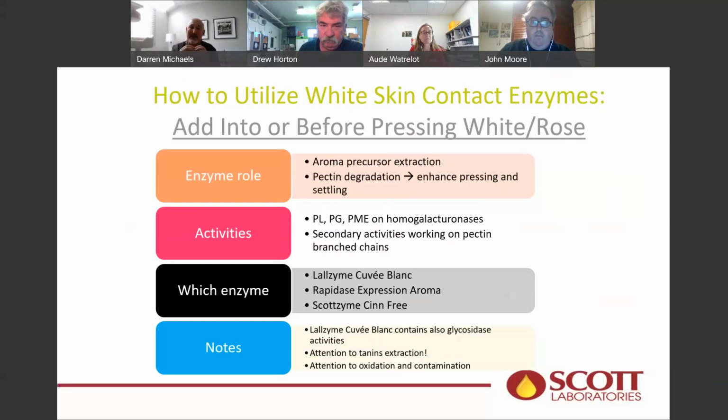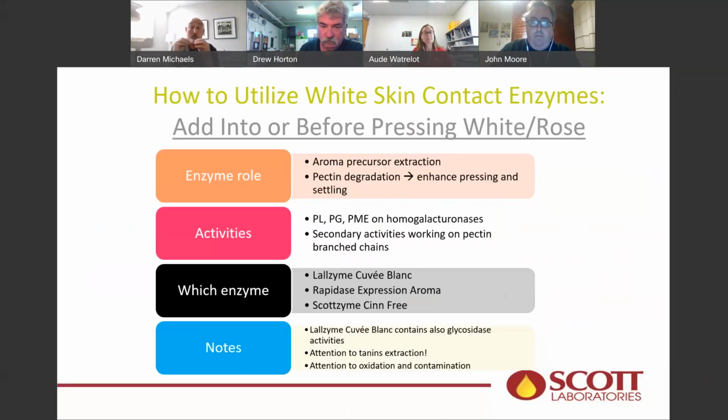So it's very important to be careful with skin contact aroma increasing. For Scott, you have Cuvée Blanc, Expression Aroma, and Sin-Free. Sin-Free is a really great general use enzyme with very gentle extraction. You never have to worry about pulling too much of that stuff.